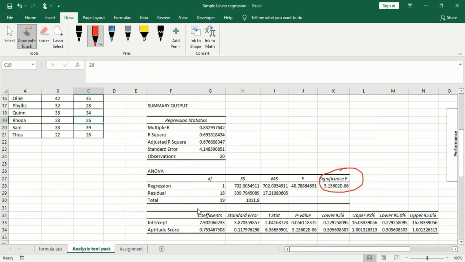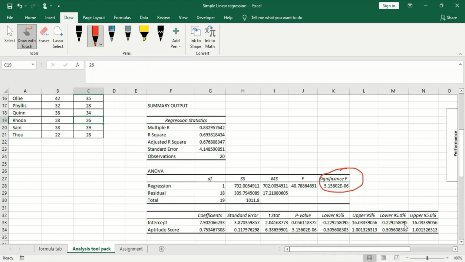This is the most important thing in this table. All these other values are targeted toward getting this outcome. What this is telling us is that our ANOVA is significant. It means that our regression line is significant, and that we can trust our regression line. The formula tab will not give you that, but this add-in will give you that.